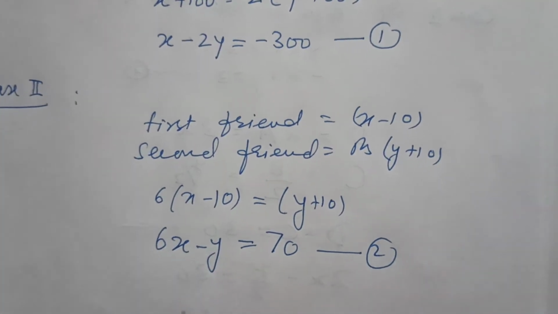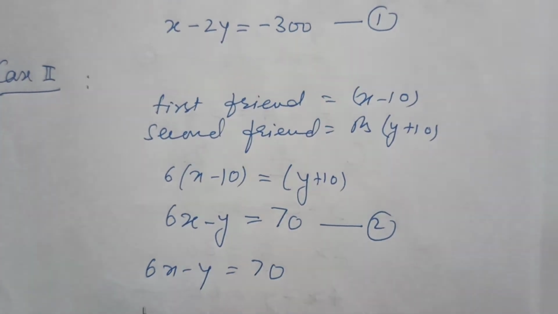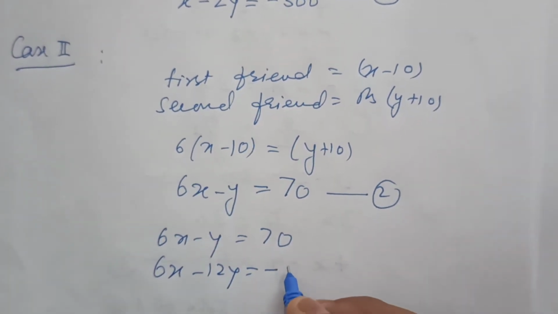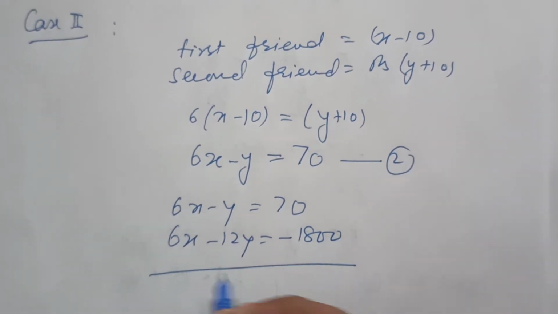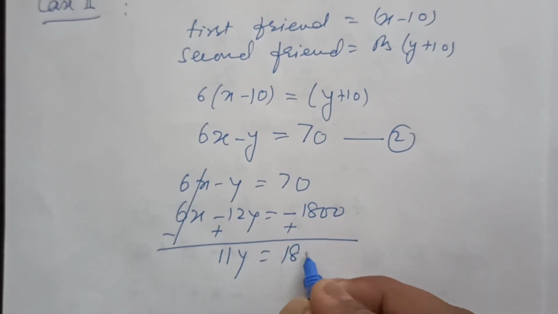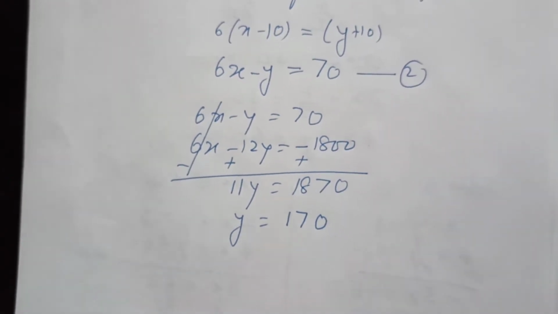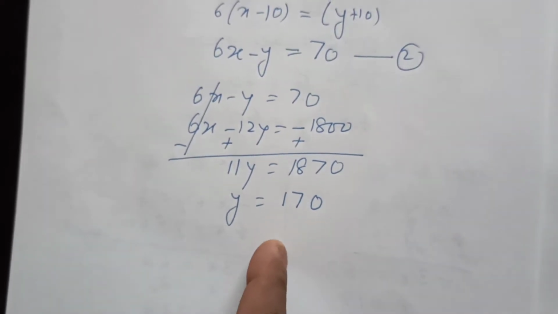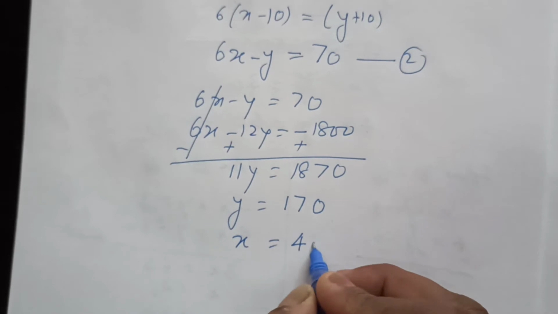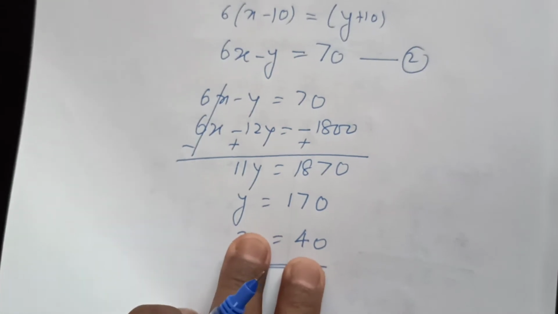Now let us solve equation 1 and 2. So the second equation, 6x minus y is equal to 70. First equation we multiply by 6. So 6x minus 12y is equal to minus 1800. Let us subtract them. This gets cancelled. This is 11y is equal to 1870. So y is equal to 170. The second friend's share is 170. Substituting this back into the first equation, we get x is equal to 40. So this is the share of the first friend and this is the share of the second friend.